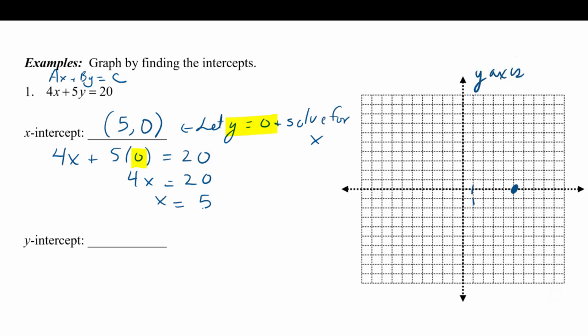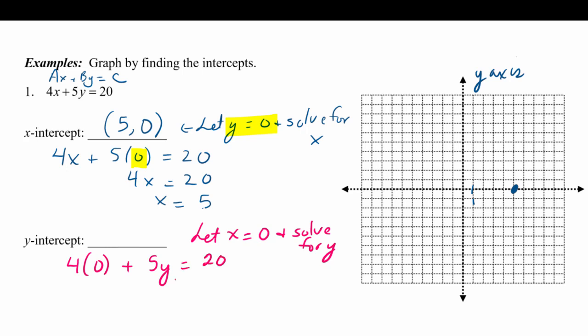Now for the y-intercept, we're going to reverse the process. We're going to let x be 0 and solve for y. So now we get 4 times 0 plus 5y equals 20, or 5y equals 20, or y equals 4. So what's the ordered pair? The ordered pair is (0, 4). So 1, 2, 3, 4. There we go. Now we could stop here, right? I mean, we have two points and we could just draw the straight line joining those 2 points and that would be it. But what if we made a mistake on either one of those?